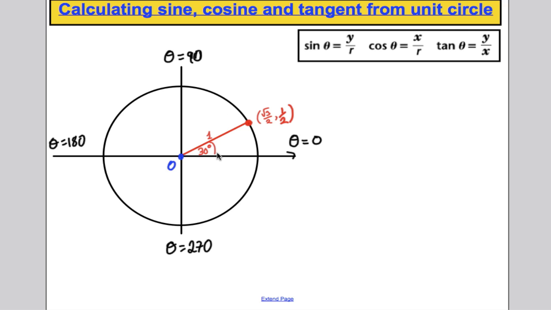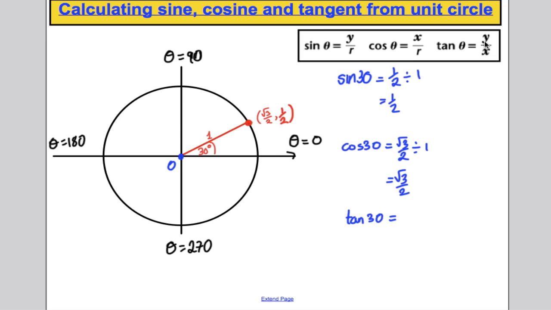And I can find sine 30, cos 30 and tan 30 using the above, i.e. sine of 30 is my y coordinate, which is a half, divided by my radius, which is 1, and that's a half. Cos 30 is my x coordinate divided by my radius, which is root 3 over 2 divided by 1, which is root 3 over 2.